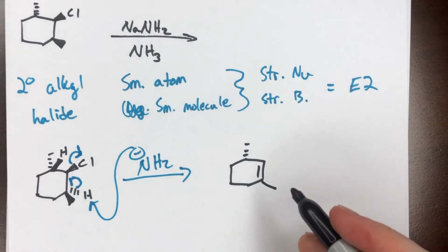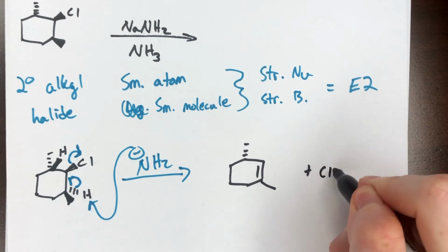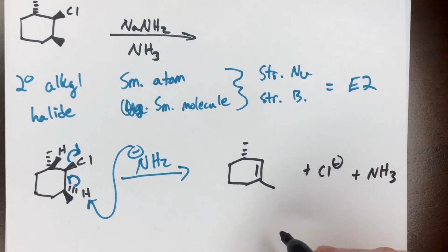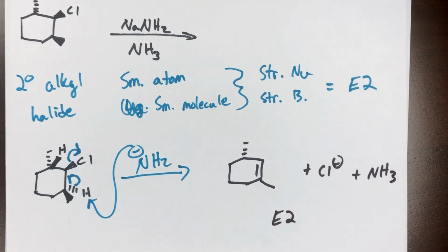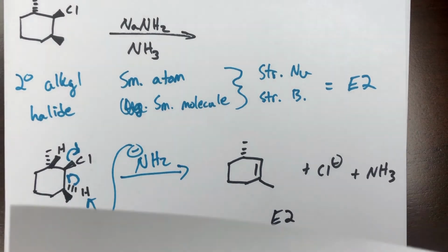Like so. Again, we lose the chirality at that methyl group because the sp3 center has now become sp2. We also have our chloride as a leaving group and ammonia again, our byproducts. And this is an E2 product. And you only get one product, like I said, because the other beta hydrogen is not in the anti orientation. Okay, let's move on to another problem.